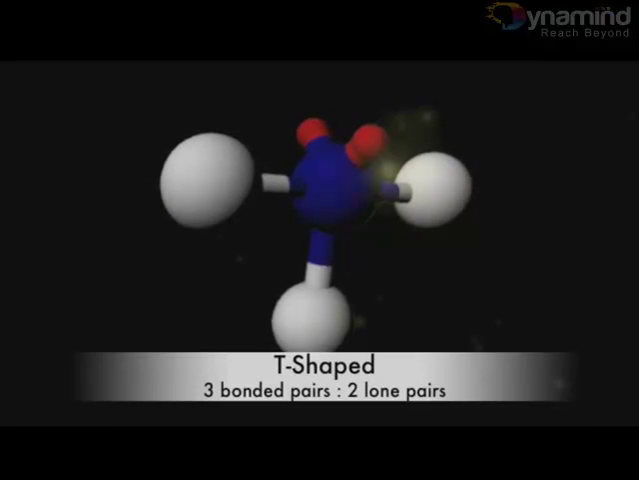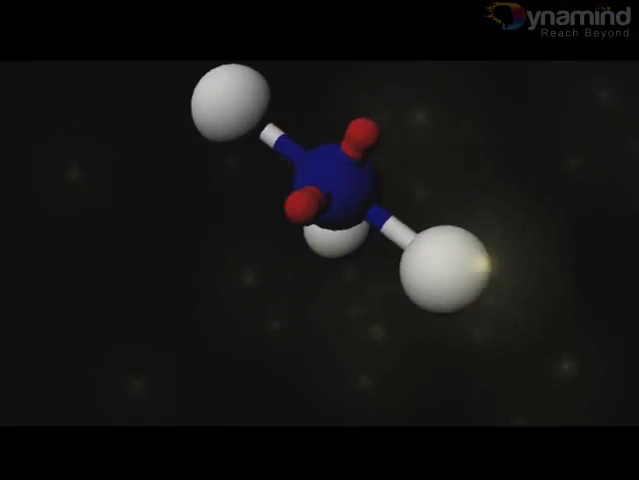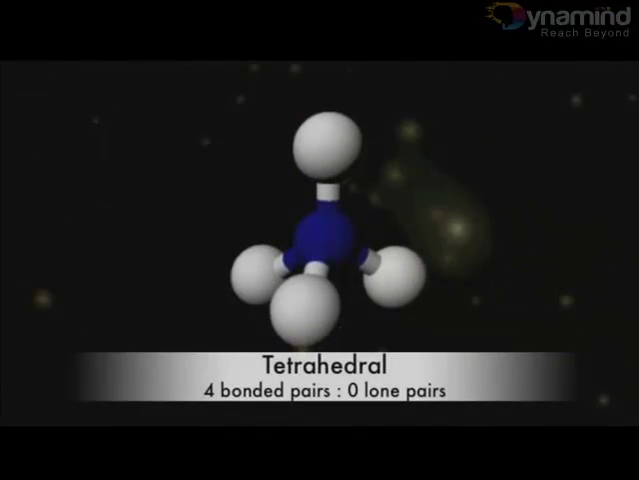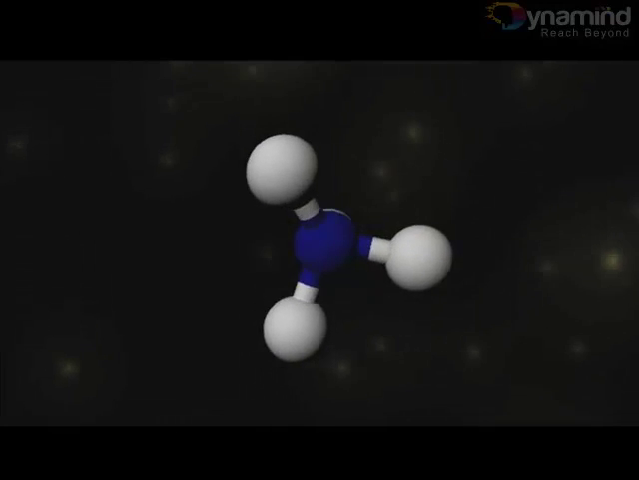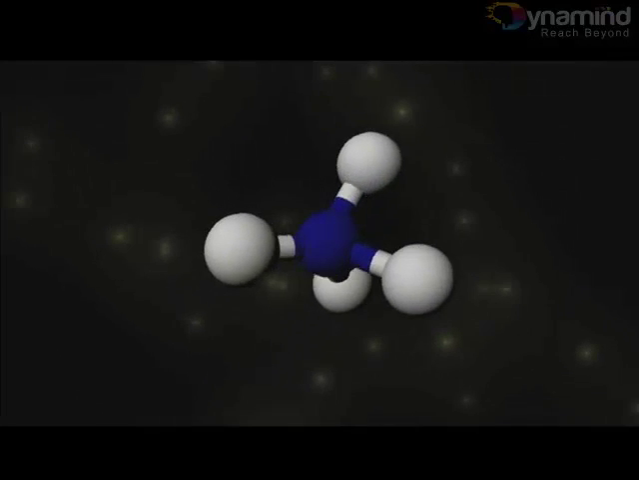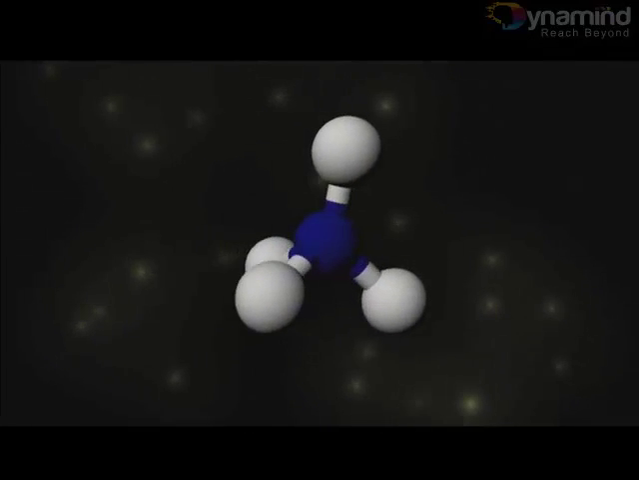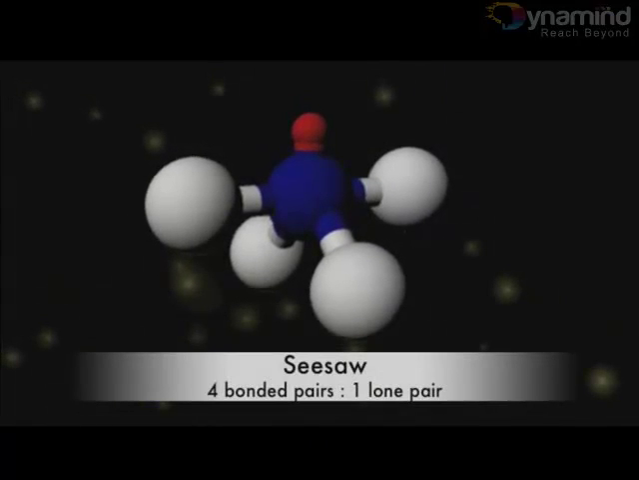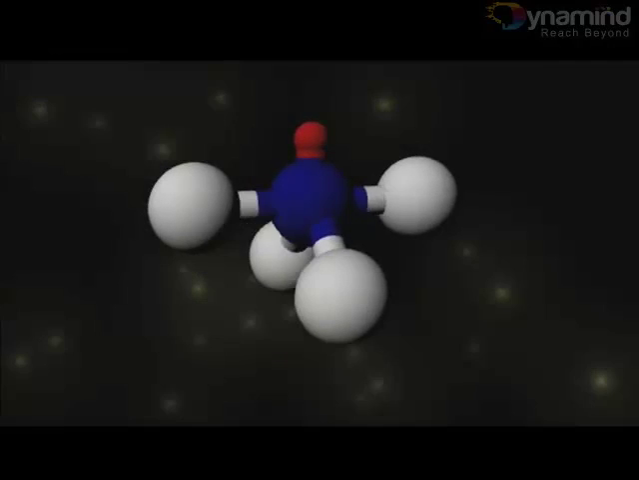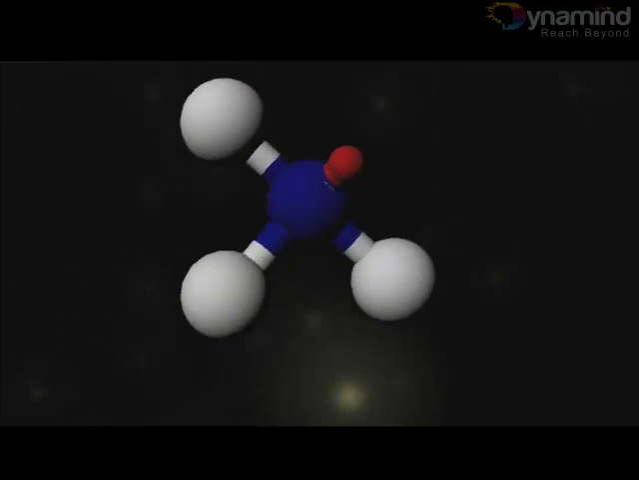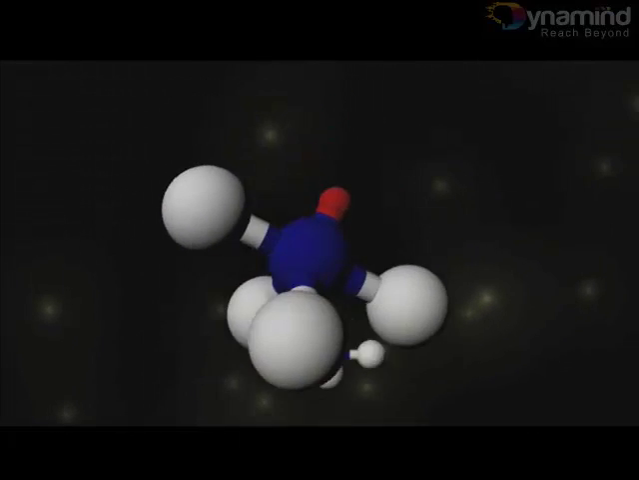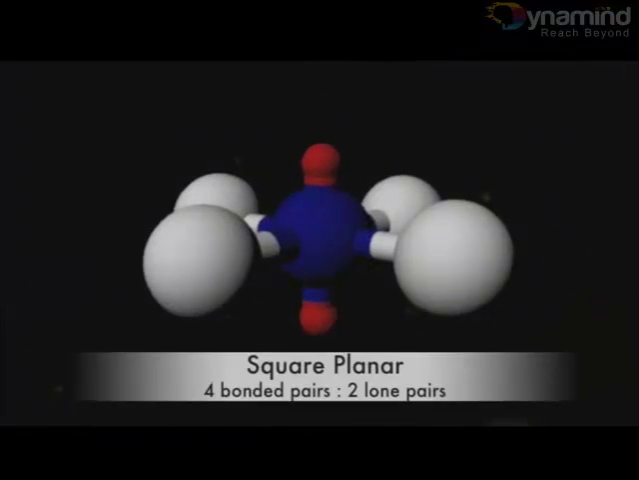You have a T-shaped molecule. Can you recall what this was which we discussed? 3 bonded pairs and 2 lone pairs. This is tetrahedral, 4 bonded pairs, no lone pairs. Very common basis of organic chemistry, CH4, I am giving you this now, or NH4+ for instance. This is a seesaw, 4 bonded pairs and 1 lone pair. Try to remember this. We have discussed this molecule as well. Seesaw.